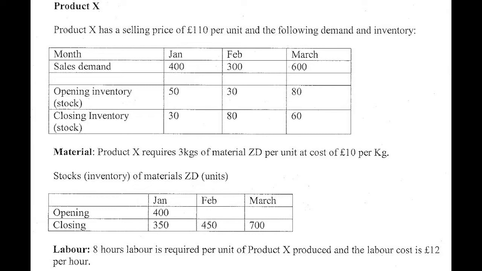units. It should say units somewhere. Opening inventory 50, 30, and 80, and closing inventory is 30, 80, and 60. All of this is units.